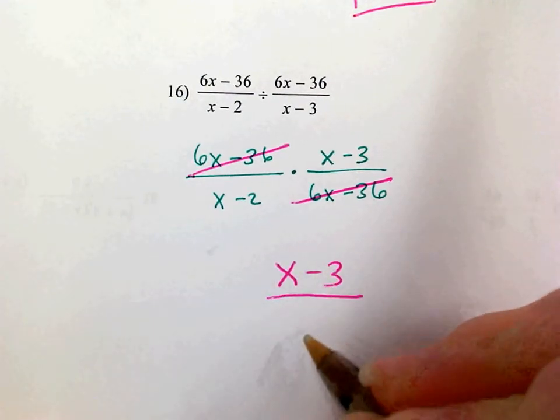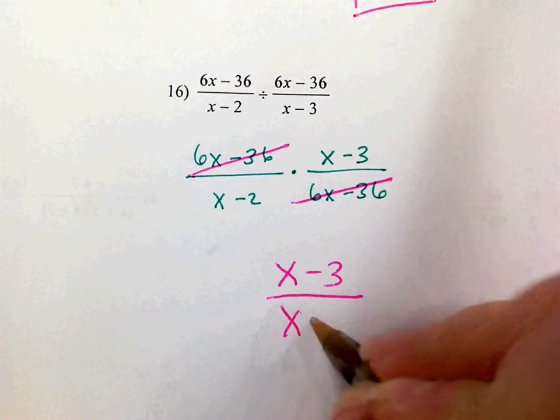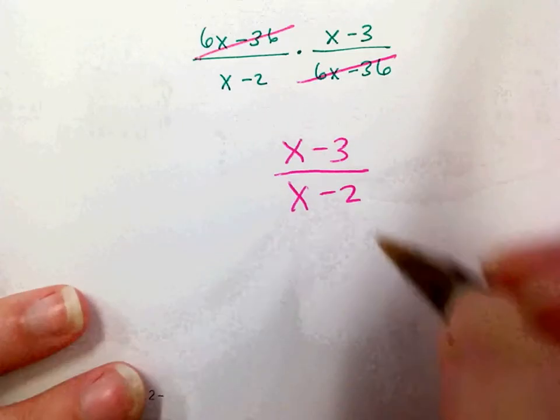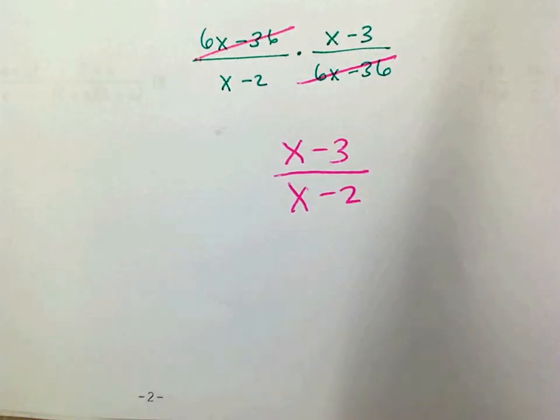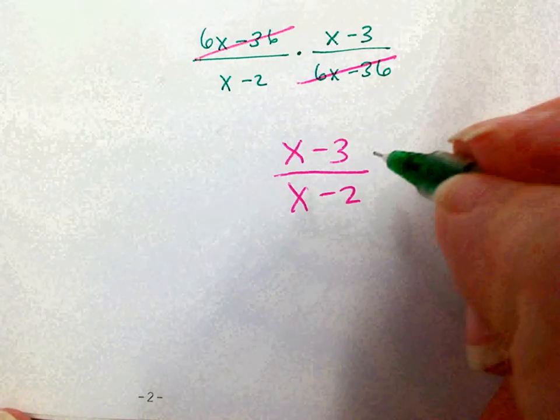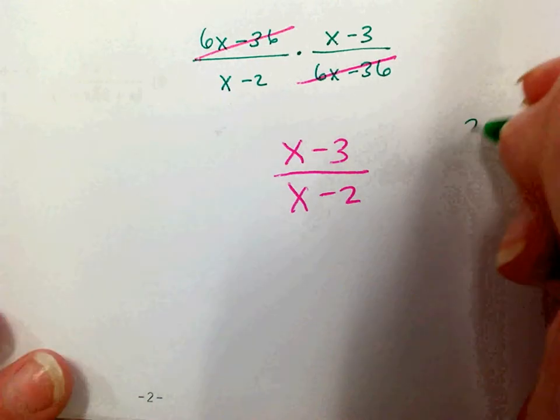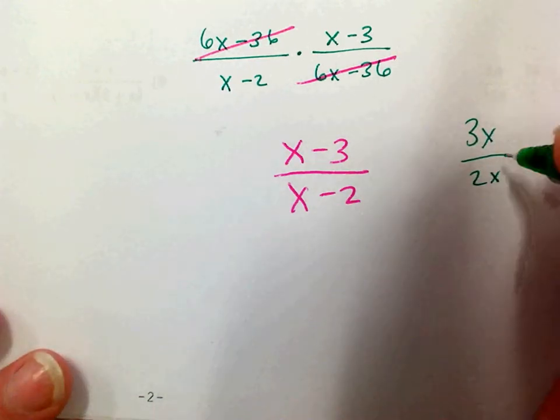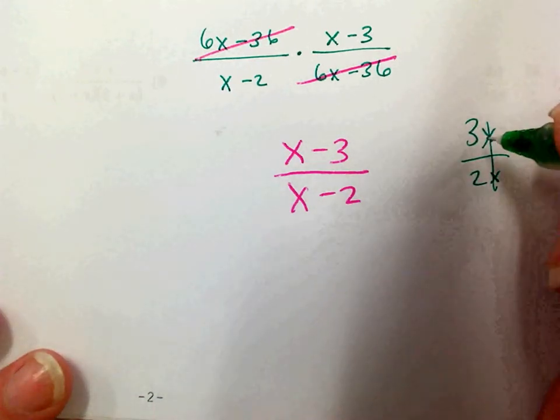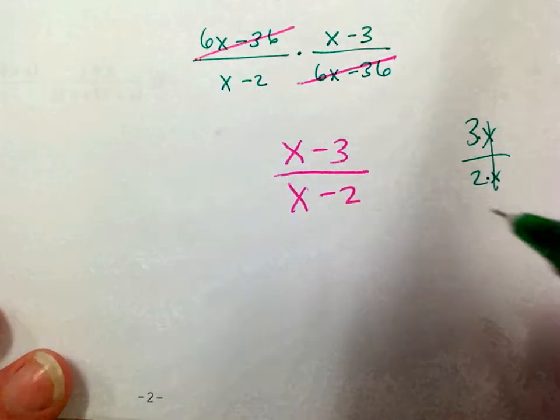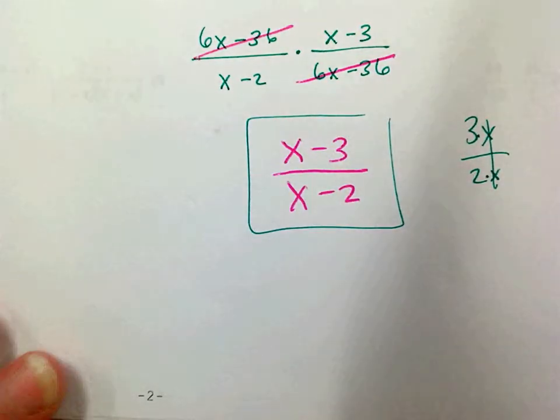Over? Do the x's cancel out? You sure? No, they don't. Why not, Luigi? Right, because it's not multiplication. If it was 3x over 2x, then yes, the x's would cancel out because it's multiplication. But as it is with subtraction, they don't. So final answer is right there. Good, I'm glad.